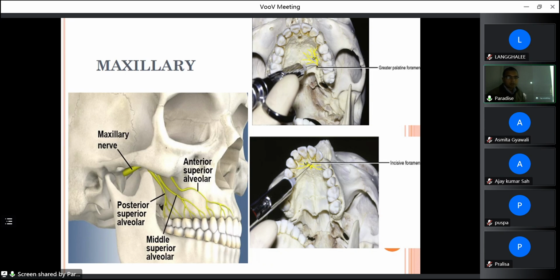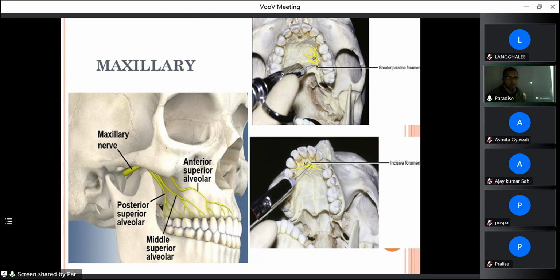If you see, the palatal tissue is supplied by the greater palatine nerve. It supplies the palatal gingiva of the third molar, second molar, first molar, second premolar up to the first premolar. And the nasopalatine nerve supplies all the palatal gingiva of the anterior teeth: central incisor, lateral incisor, and canine.